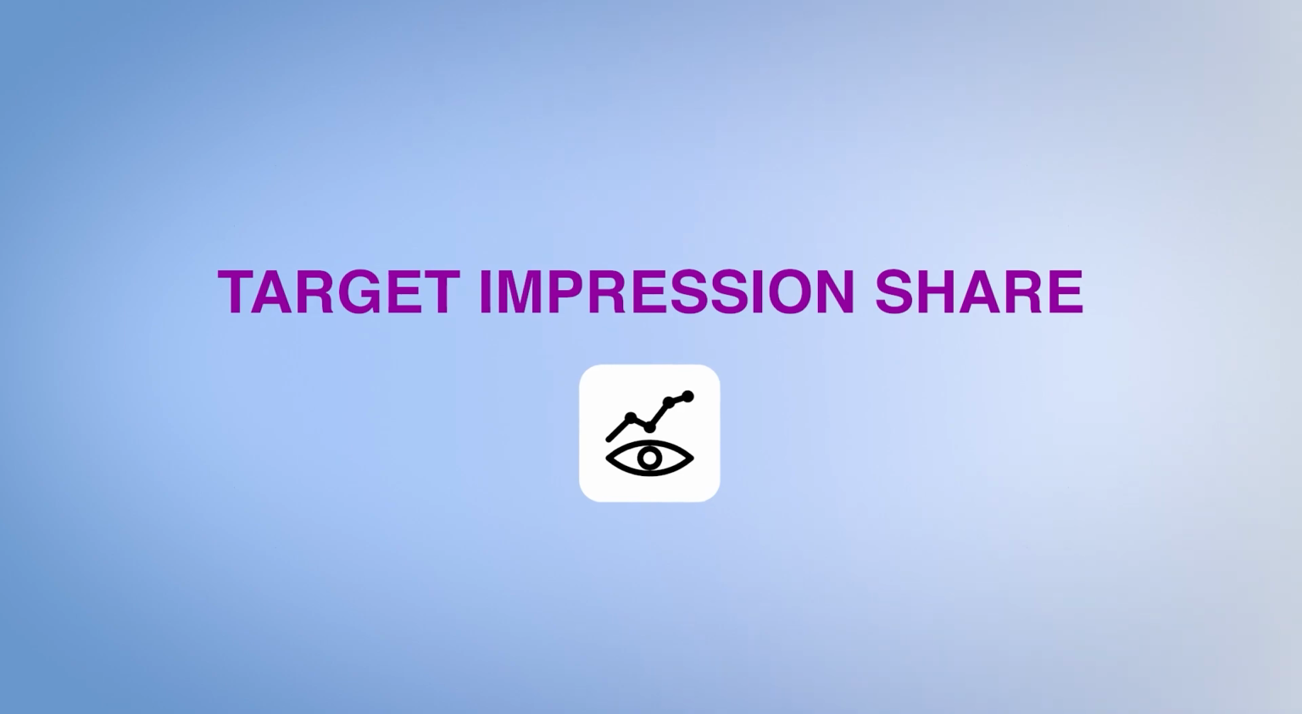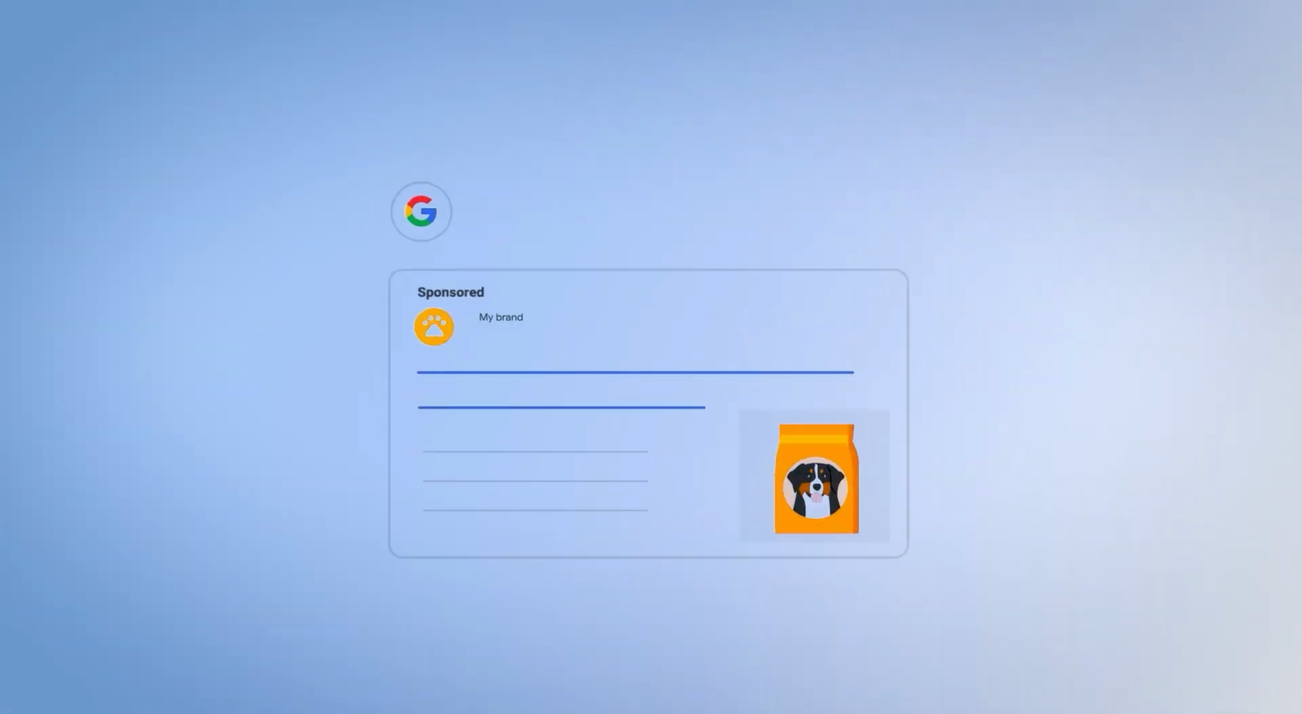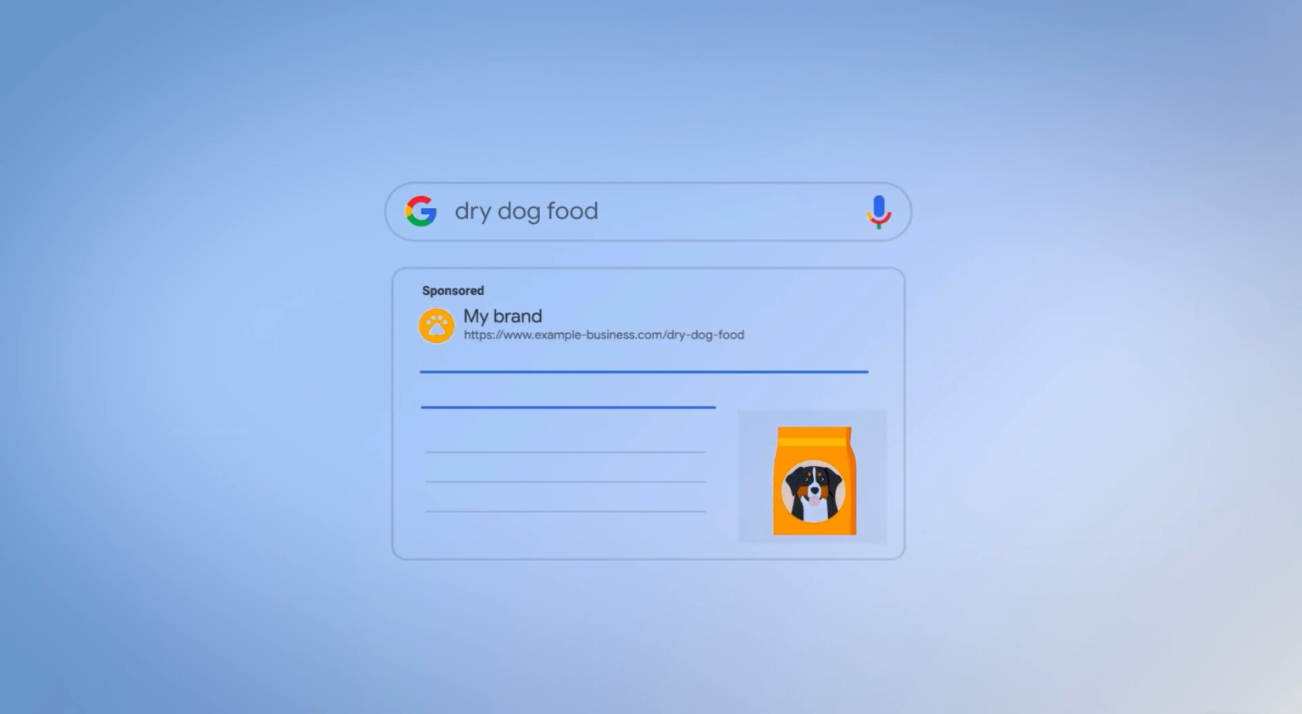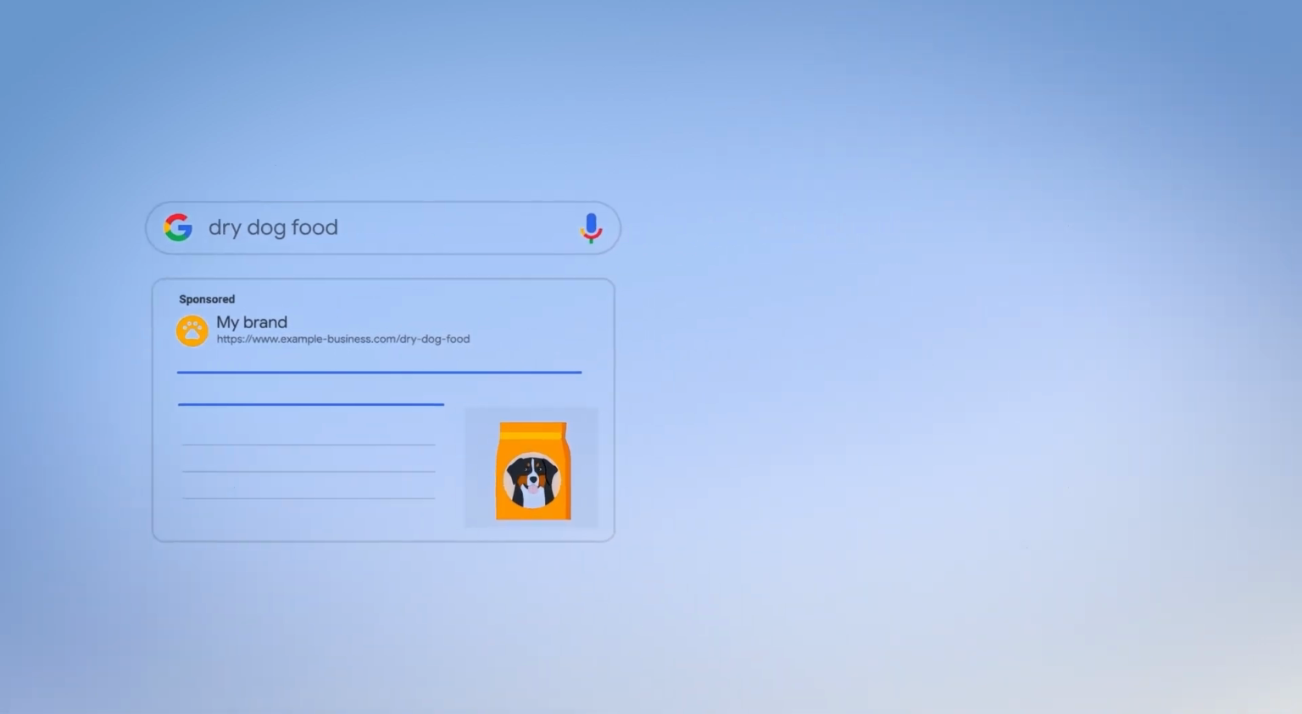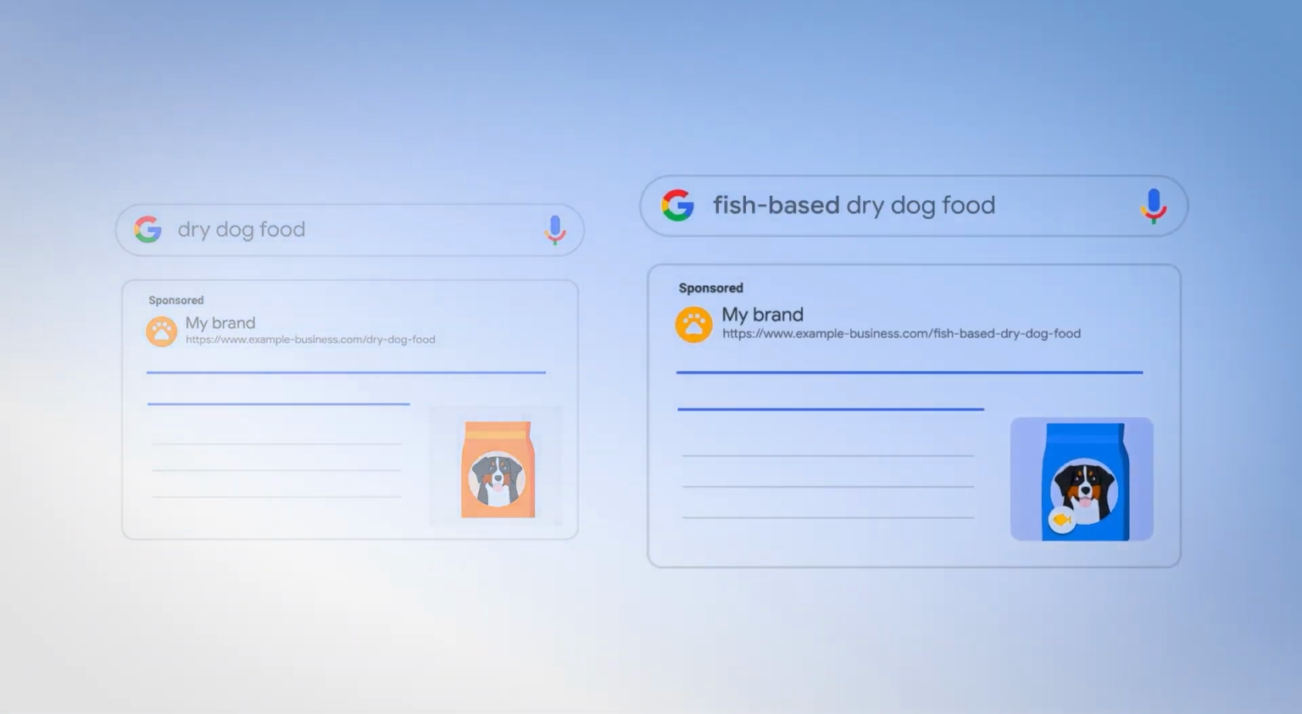Target search impression share is essentially you telling Google that all you care about is being visible. You are not connected to conversion actions. You're not telling them to go for the clicks. You just want to be visible for the cheapest cost possible. And so impression share really is your visibility metric.